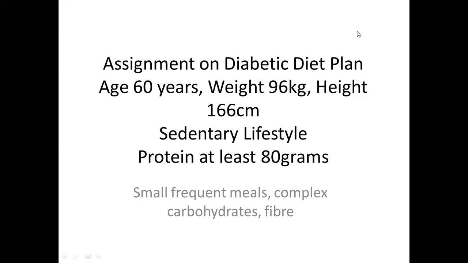This assignment was given, I guess, last week. Assignment on a diabetic diet plan for a 60-year-old male. Weight was 96 kg. Height 166 centimeters. Sedentary lifestyle. We had a target to keep protein at least 80 grams per day. Small frequent meals, complex carbohydrates and fiber should be the focus. Vegetarian and non-vegetarian diet plans both had to be made.